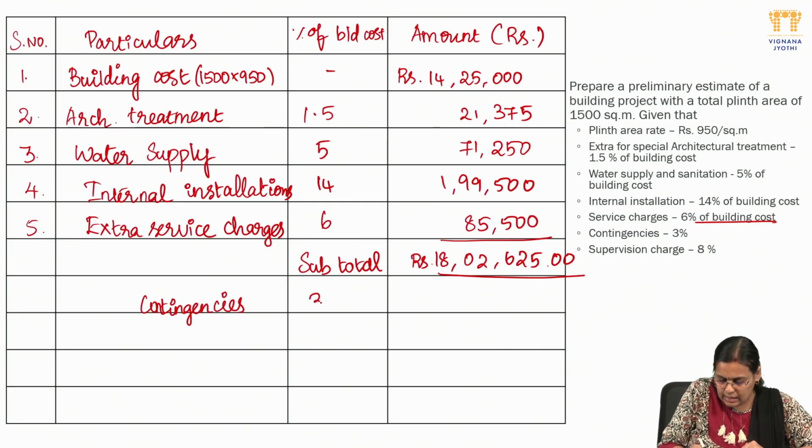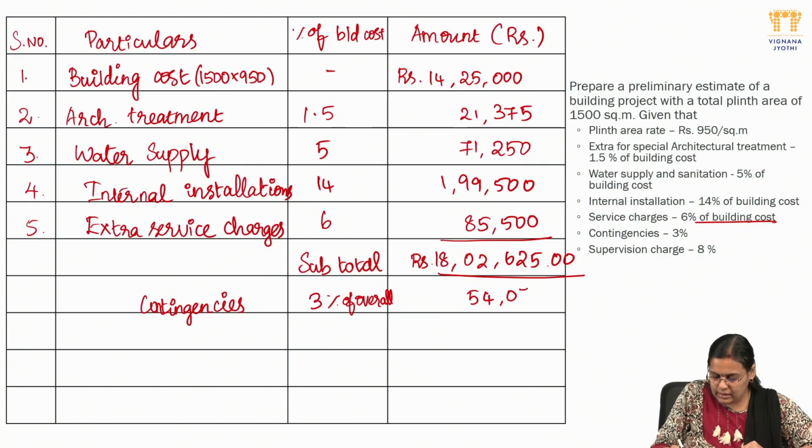So contingency is 3% of this subtotal we have to calculate. So 3% of overall, it would be around 54,078 rupees and 75 paise, right?